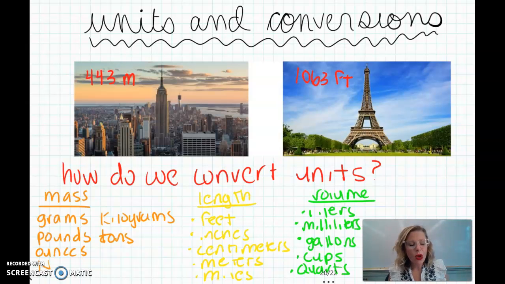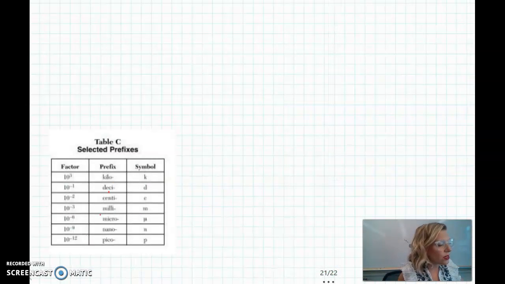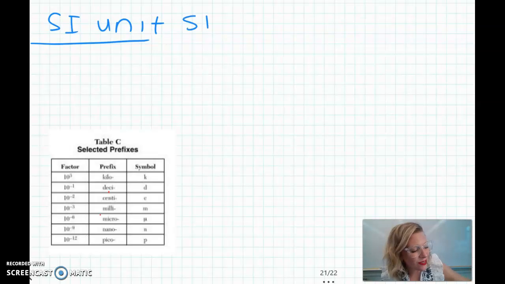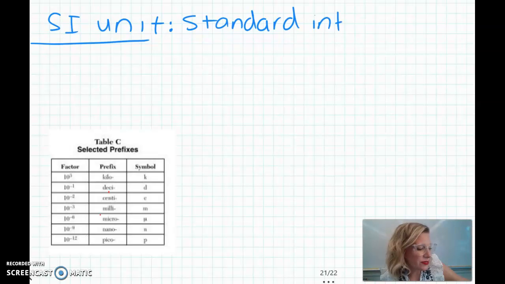Okay, so we have lots of different ways that we can measure, which again, like I said, leads us to this point of we need a standard way to measure so that we can communicate from country to country. So from the US to Russia to Spain to China, we all need to use the same units. And so that leads us to what's called the Standard International Unit, or the SI unit, or I believe it actually stands for System International. Okay, so our SI unit is going to be our standard international units.